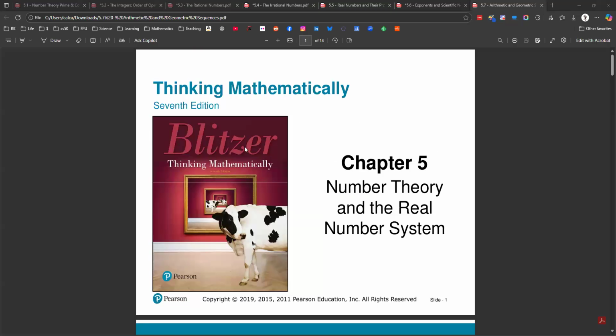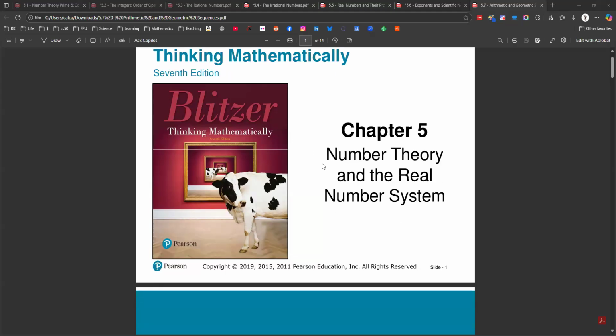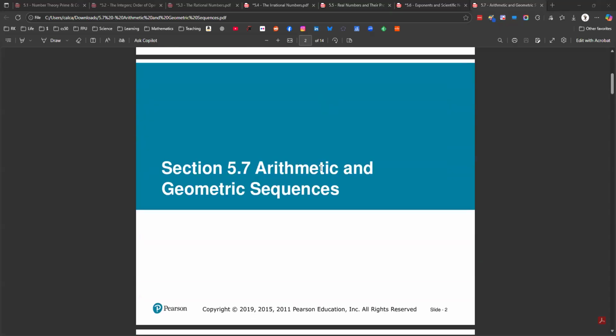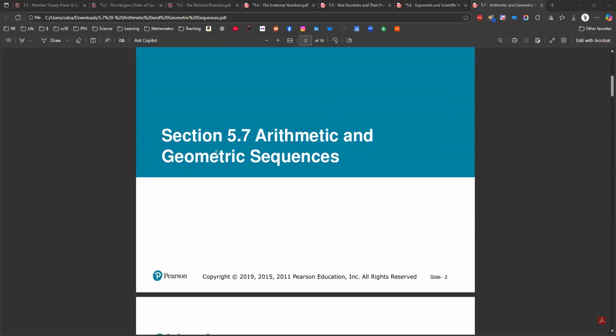of this fantastic run. Here is chapter 5, number 3 in real number systems. This is going to be 5.7, arithmetic and geometric series.